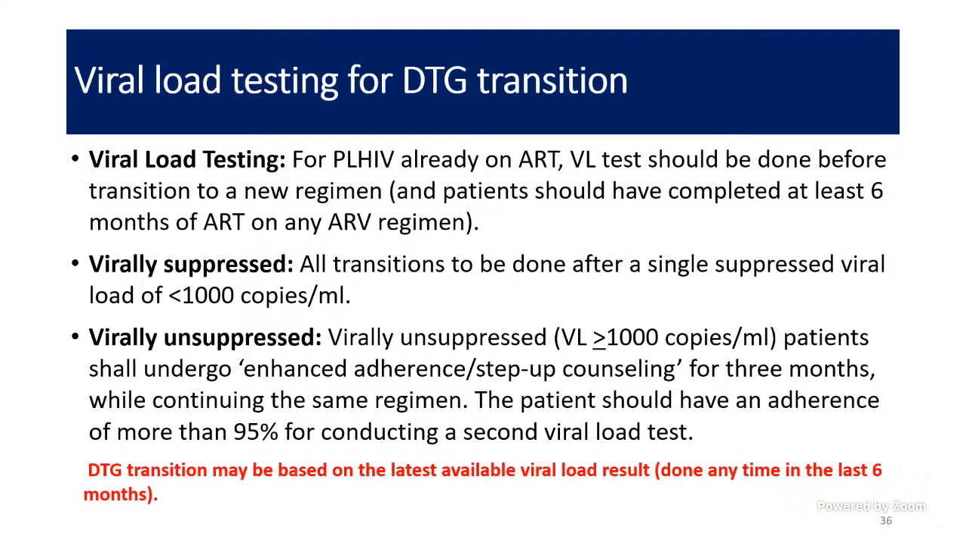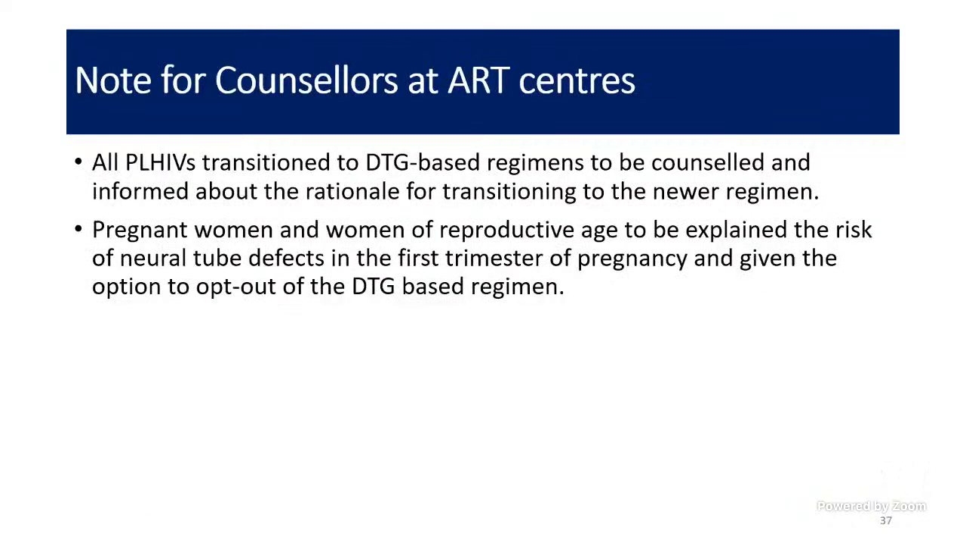And if a patient is virally not suppressed, then we will go for 3 month adherence step-up counseling for those patients. And only after 95% adherence, we will do a second viral load. And after the second viral load, we will decide about the regimen after discussion with the SACIT.